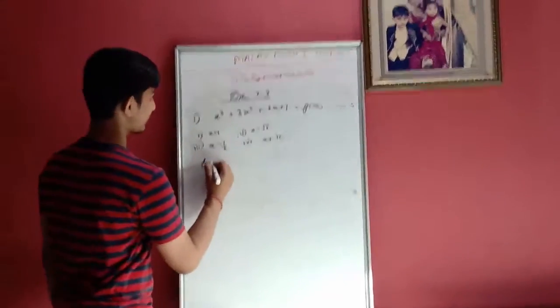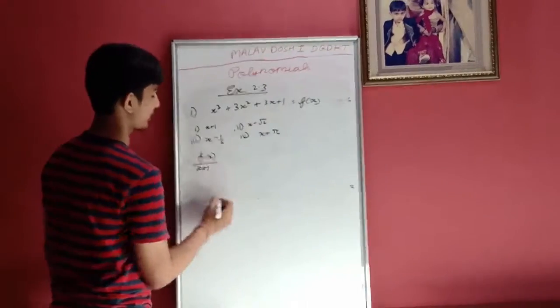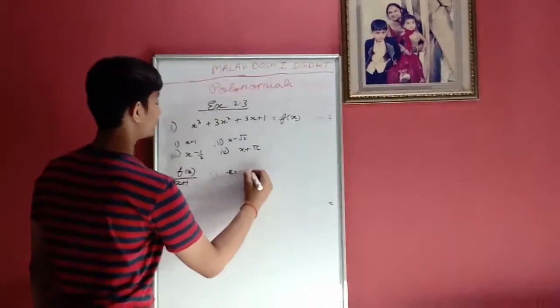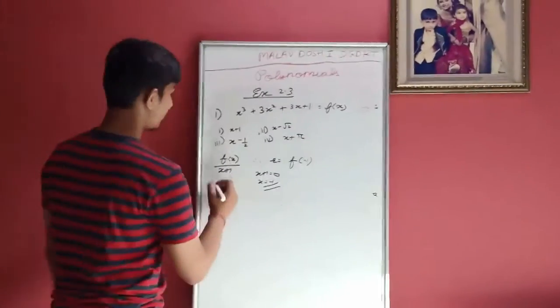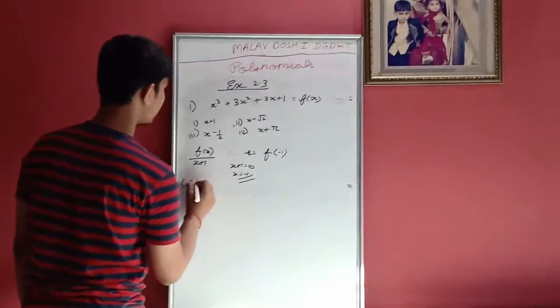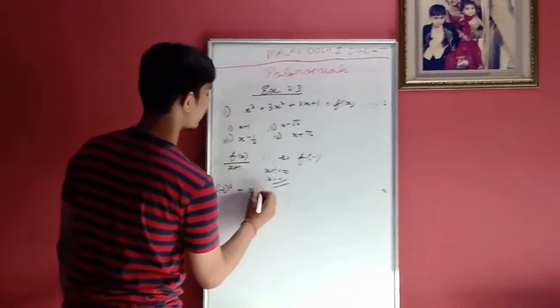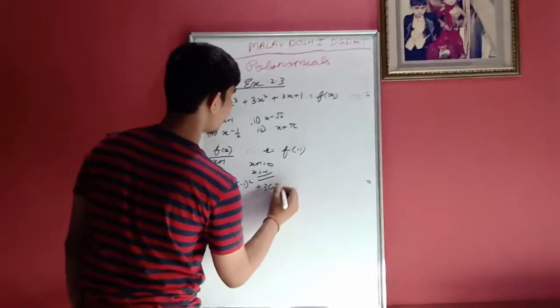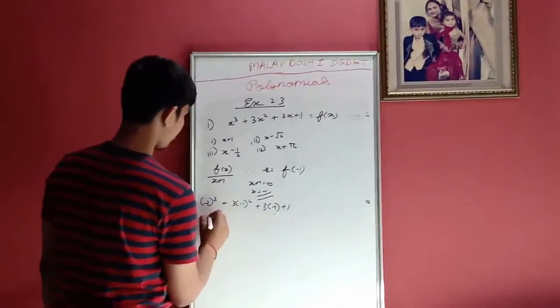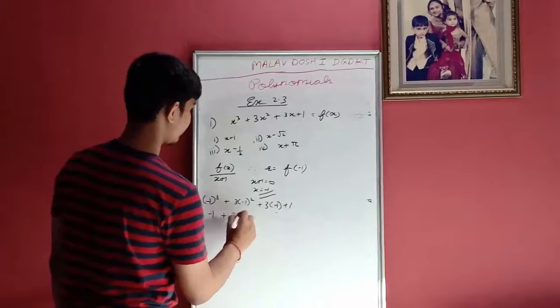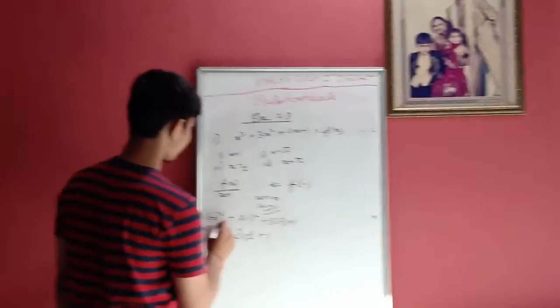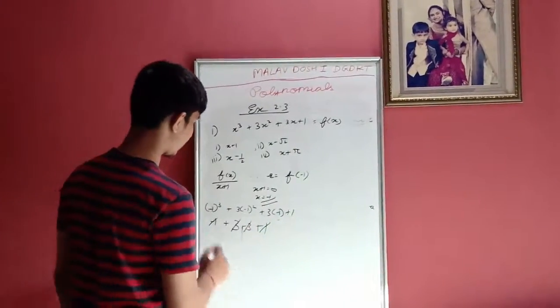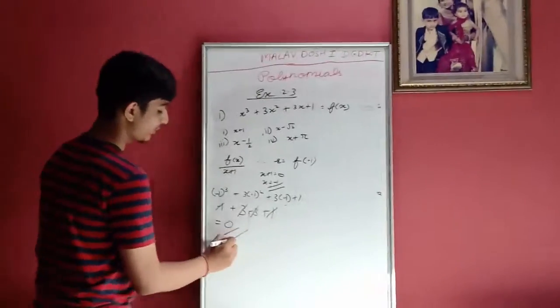Here f(x) is getting divided by x plus 1. Therefore the remainder would be f(minus 1), because x plus 1 equals 0 and x equals minus 1. So let's substitute the value: (minus 1) whole cube plus 3 (minus 1) whole square plus 3 into minus 1 plus 1. Now minus 1 plus 3 minus 3 plus 1. So 3 gets cancelled, minus 1 and plus 1 also get cancelled. Therefore the remainder would be 0.